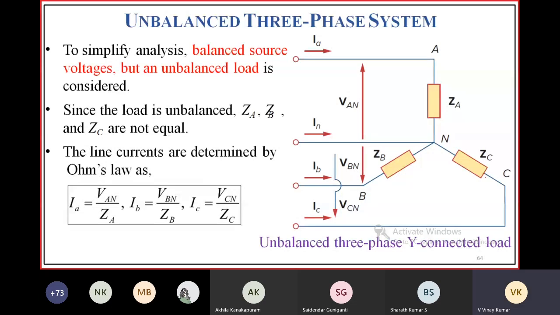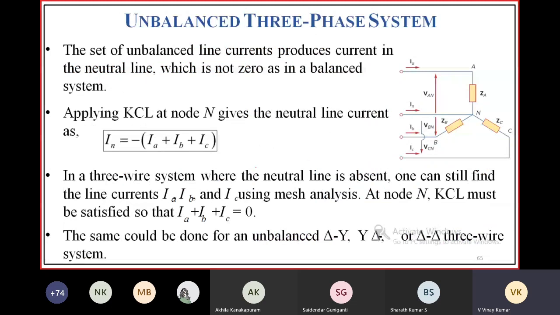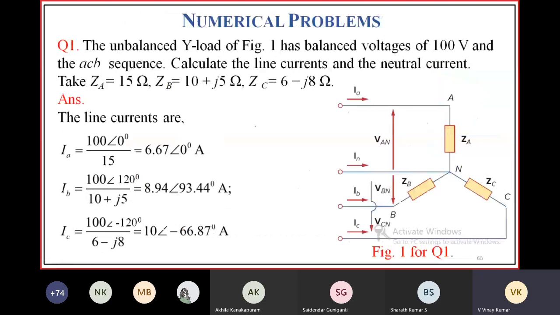Unbalanced load. Here VAN, VBN, VCN. In a star connection, IA is equal to phase voltage by ZA, VBN by ZB, VCN by ZC. In case of an unbalanced three-phase system, IN is not equal to 0. In case of a balanced system, IN would be 0. So this is an unbalanced system.